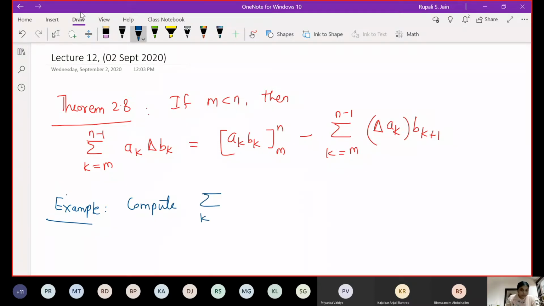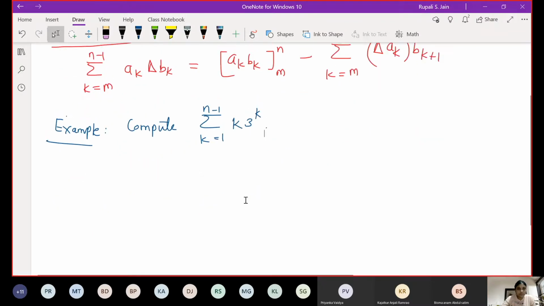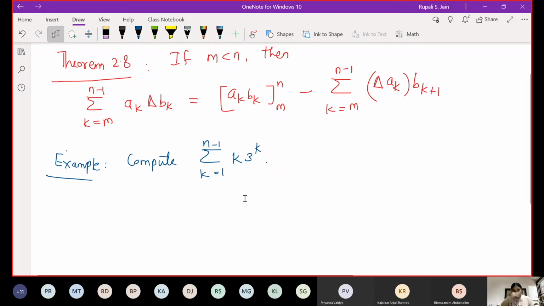The summation k equal to 1 to n minus 1 of k times 3 raised to k. We want to compute the finite sum k equal to 1 to n minus 1 of k 3 raised to k. So for this we have to choose ak and bk. So by theorem 2.8, in theorem 2.8 we choose ak and bk.